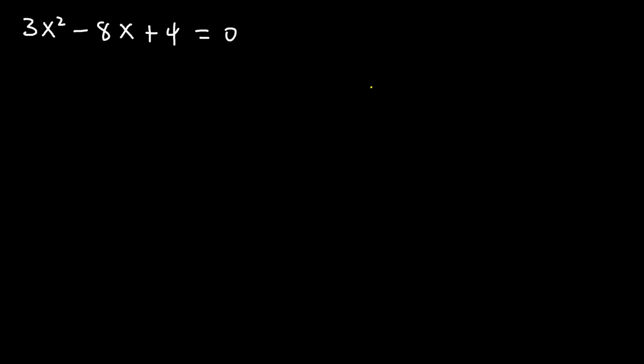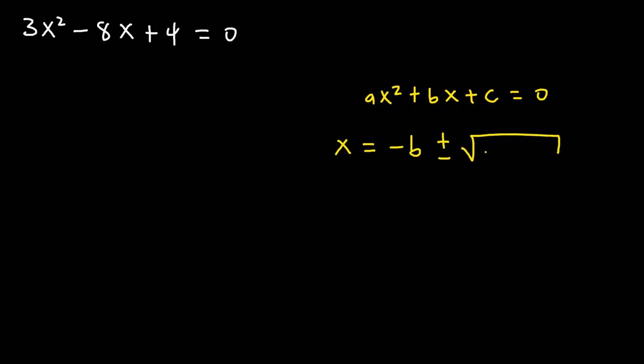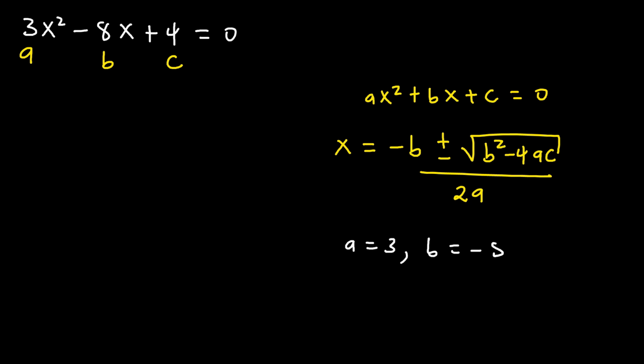Whenever you have an equation in the form ax^2 + bx + c = 0, the value of x will be equal to negative b plus or minus the square root of b^2 - 4ac, divided by 2a. Therefore, a is the number in front of x^2, b is the number in front of x, and c is the constant. So for this example, a equals 3, b equals negative 8, and c equals 4.